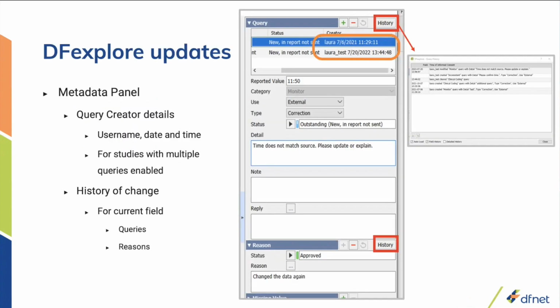So in DFexplore, the metadata panel now includes the query creator username, date, and time for studies with multiple queries enabled. And a history button has been added for the queries and reasons, which opens the history for the current field.